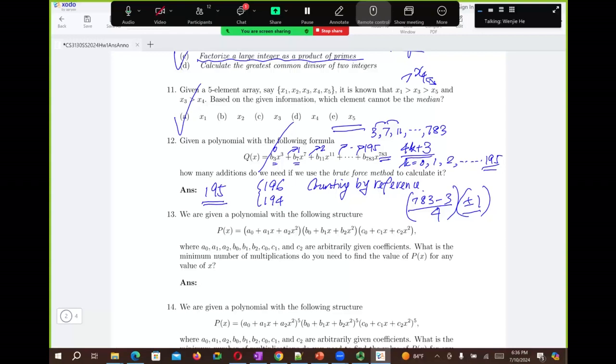But if you use our understanding of counting by reference, then you know what the correct number is, so you won't get lost. All right, just let you know.